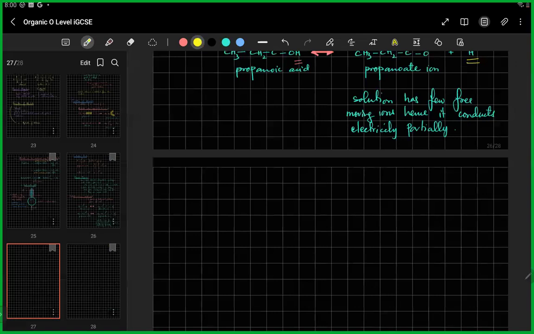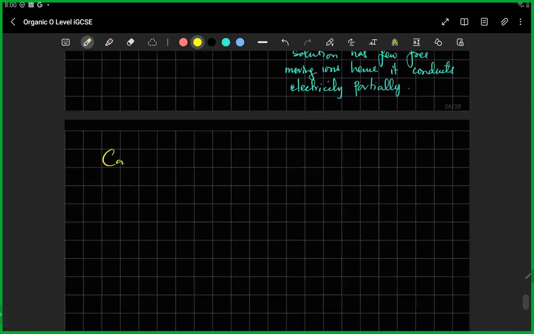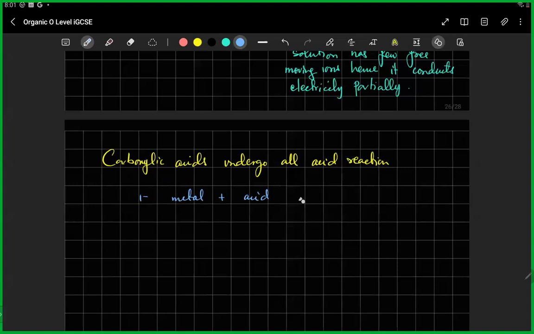Next, since carboxylic acids are acids, right? So carboxylic acids undergo all acid reactions. So the reactions that acids used to undergo, they're going to undergo all those reactions. For example, if I pick HCl, right? One reaction was a metal reacting with an acid. So what was formed? Salt plus hydrogen gas.